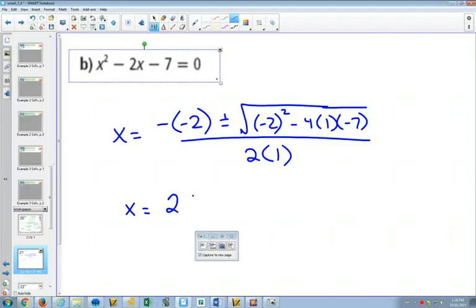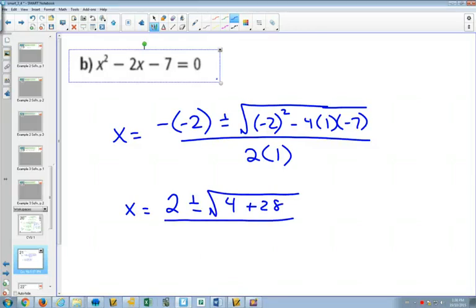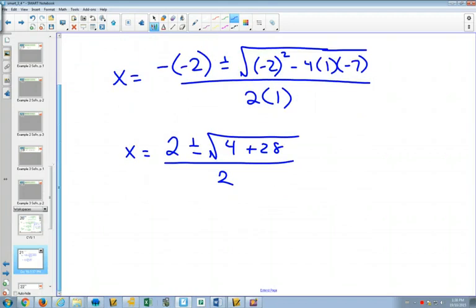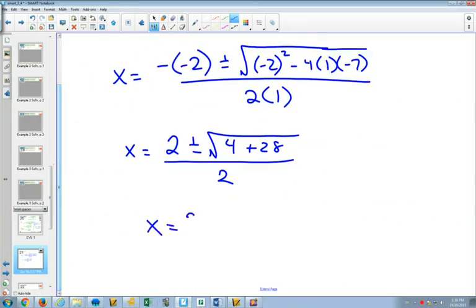Negative 2 is positive 2. So it'll be 4 plus 28, all over 2. And this time, we don't get a negative square root. So there's our answer. Now we just have to see if we can simplify this.